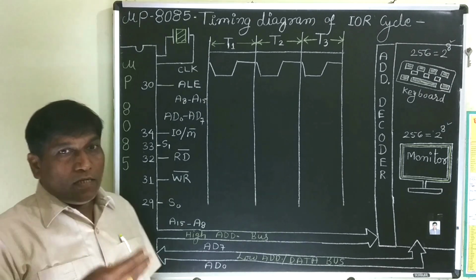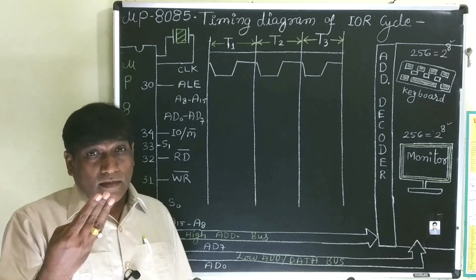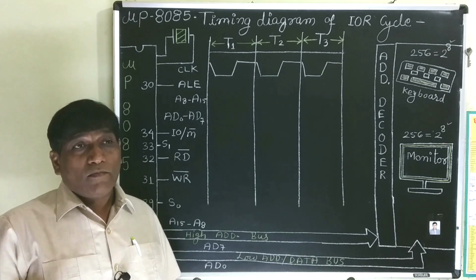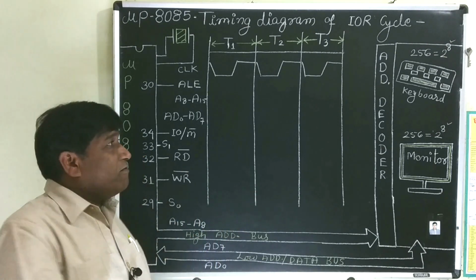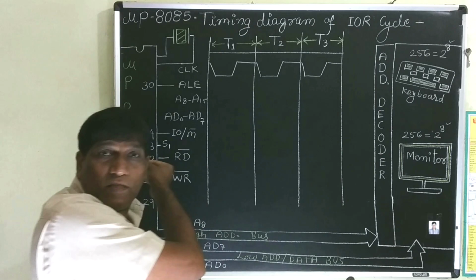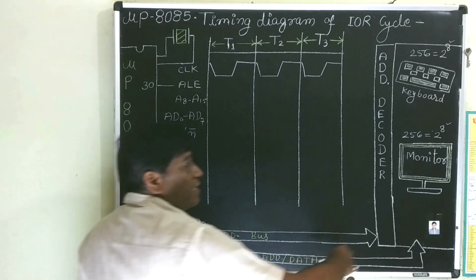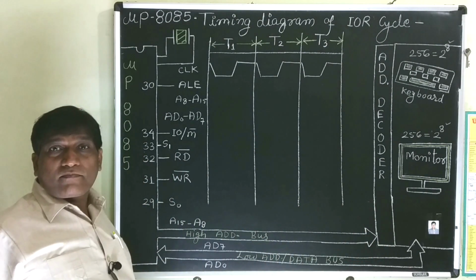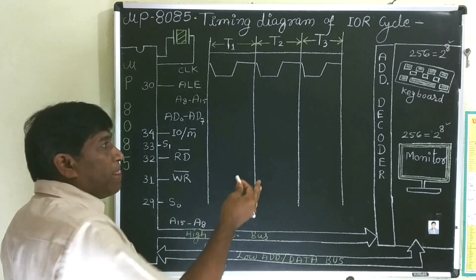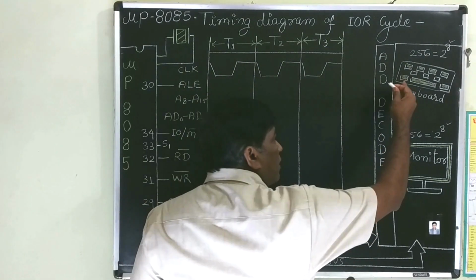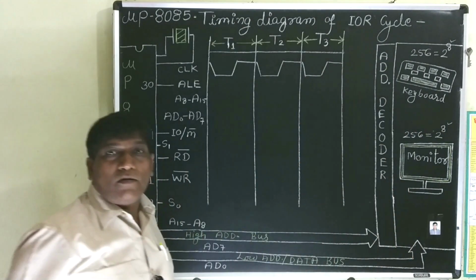Thus the timing diagram for reading the IO: IO read means always reading from the input device. Data will be taken from the input device into the microprocessor, and the microprocessor is always doing the writing operation to the monitor. But we are calling it IO, meaning input output. So data should always be coming in from the input device and going into the output device.